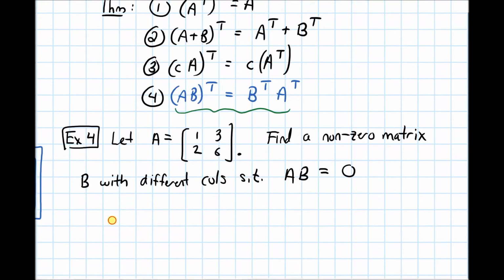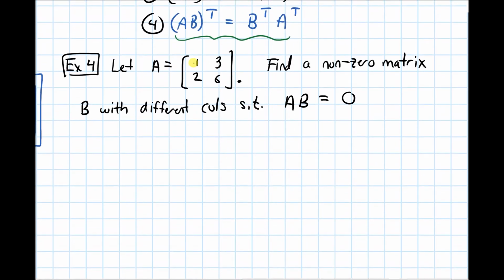Let's say that A is the matrix here, and I want to find a non-zero matrix B with different columns such that A times B equals 0. When we say 0 here, we're talking about the 0 matrix. That should be clear from the context, because A and B are matrices, so when I multiply them, I should get a matrix. So how do we solve this? Well, I have the matrix A, 1, 2, 3, 6, and I need to multiply that by a matrix B.